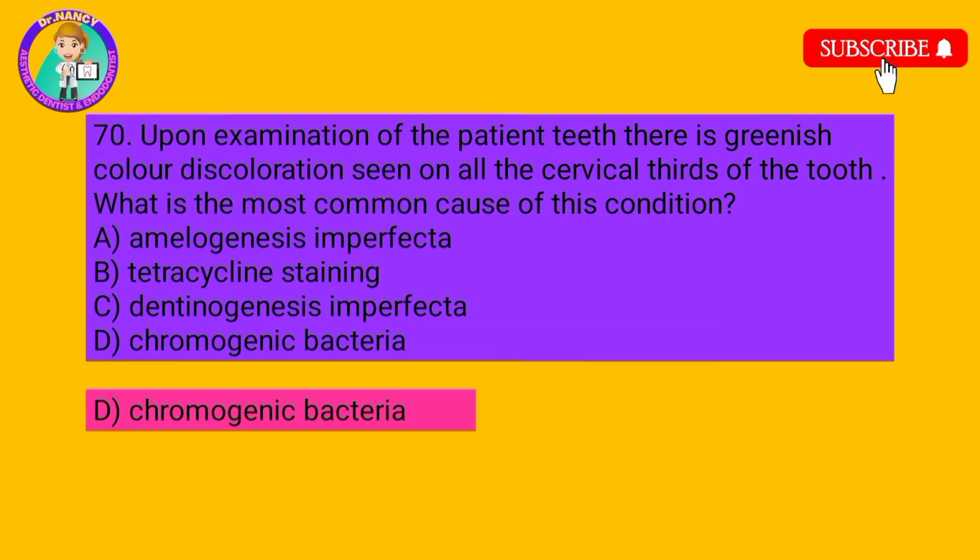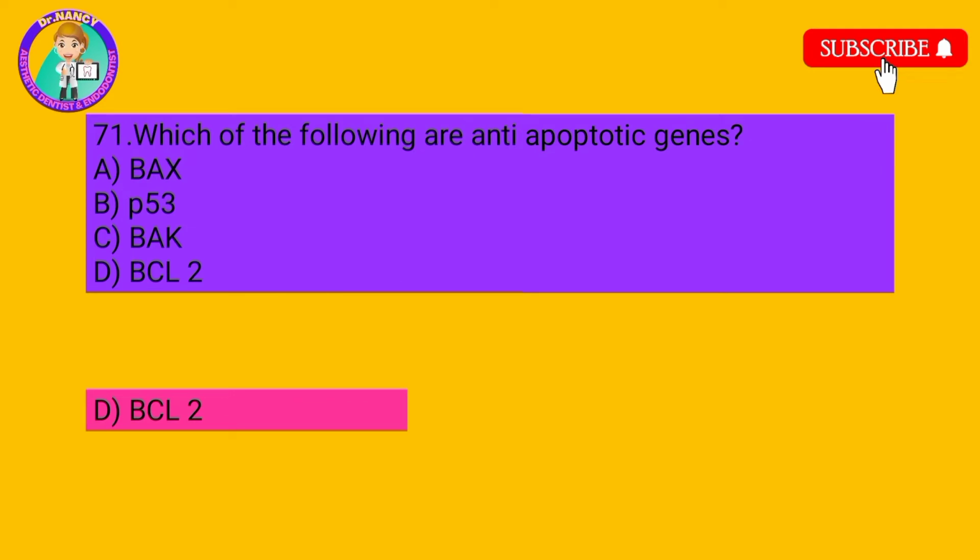Upon examination of the patient's teeth, there is greenish discoloration seen on all the cervical thirds of the teeth. What is the most common cause of this condition? Amelogenesis imperfecta, tetracycline staining, dentinogenesis imperfecta, chromogenic bacteria. Answer: chromogenic bacteria. Which of the following are anti-apoptotic genes? BAX, P53, BAK, BCL2. Answer is BCL2.